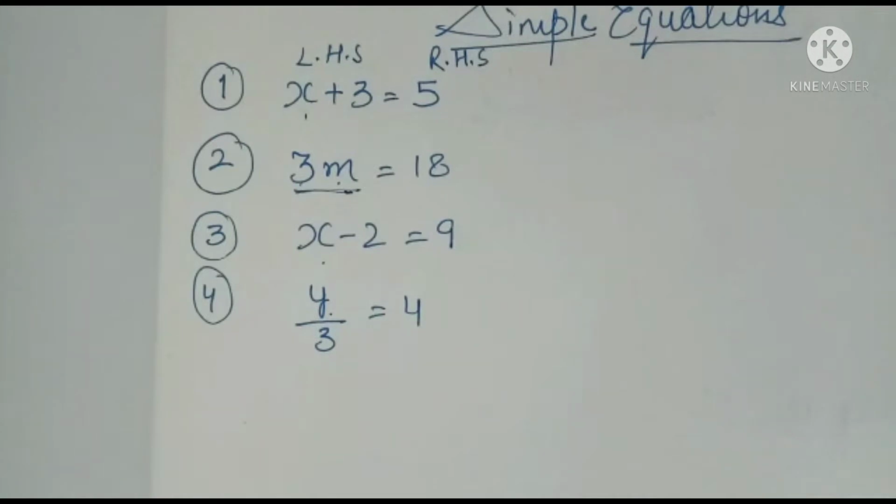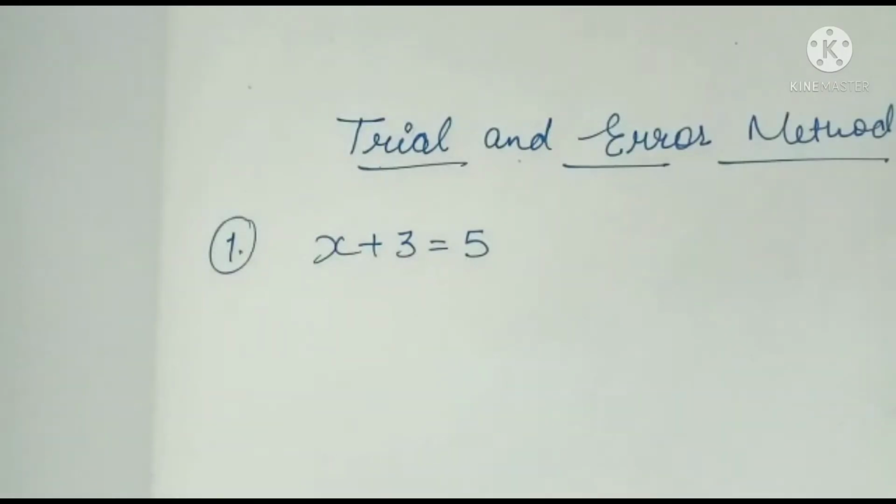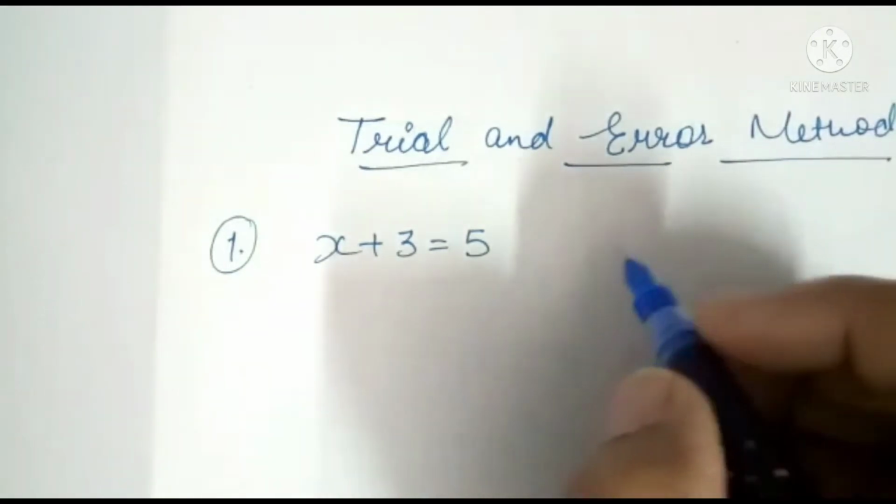Now I am going to teach you how to solve these equations. The first method is the trial and error method. So let us take the first equation, x plus 3 is equal to 5. Here I will substitute some values of x so that the left hand side becomes equal to the right hand side. So let us see.